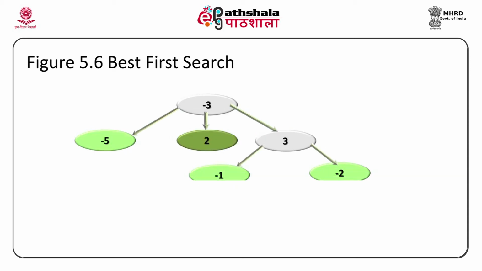We are only taking a small segment of this. You can see that now 2 is the best. Out of -5, 2, -1 and -2, 2 is the best node. See, we are not exploring like hill climbing. If we were exploring like hill climbing, we would have come to a dead end, because 3 has only two children, -1 and -2, both of which have less value, so we would not go forward.